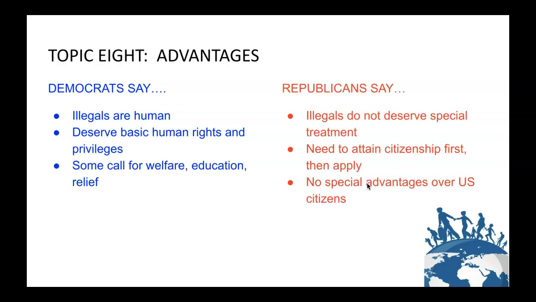Republicans would say that illegals do not deserve any special treatment. They broke the law, they came here, they really need to attain citizenship first, and then apply like everybody else. Republicans would also say that there should be no special advantages or treatment over regular U.S. citizens, especially when you look at controversial issues like paying the taxes that feed into these welfare programs.